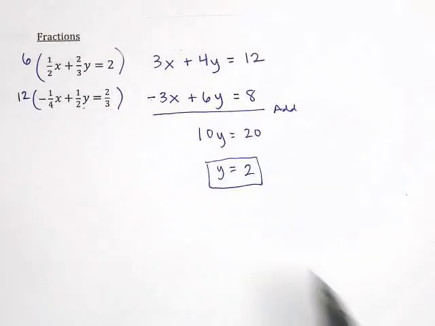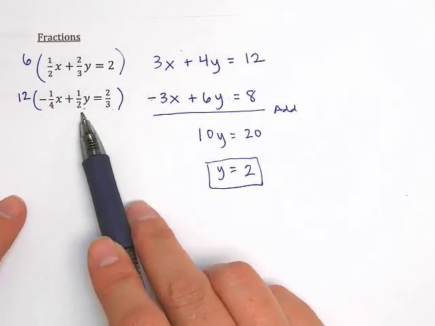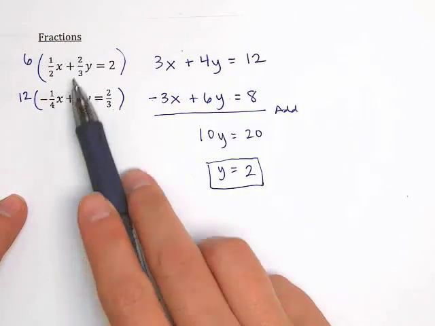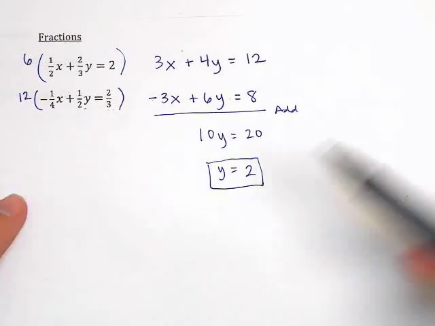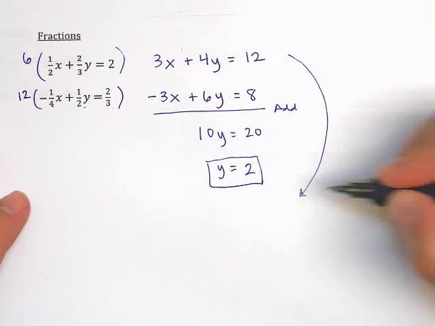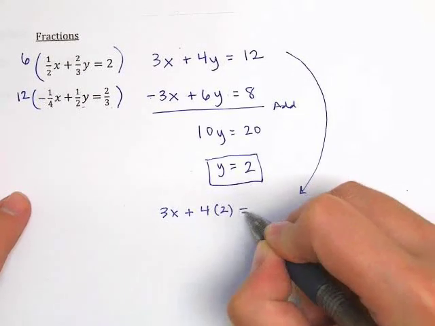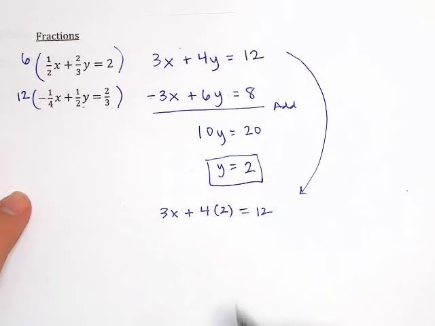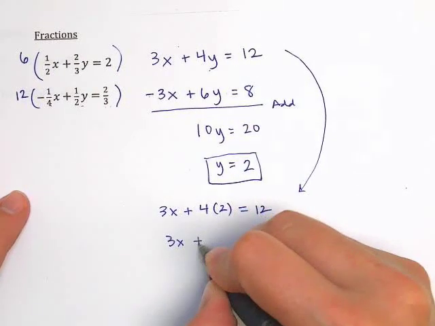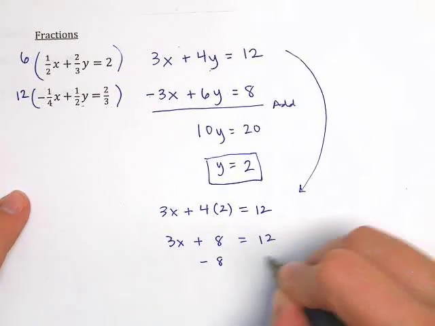Now normally what we say is take this number and plug it back into one of the original equations to solve for the other variable. But honestly here, I don't want to go back to one of these original equations because they've got all these fractions and it's really messy. So instead what I'm going to do is choose this equation here to find out what x equals. So 3x plus 4 times 2 equals 12. Okay, again, I was plugging my 2 in for the y in that equation. So 3x plus 8 equals 12. Okay, I'm going to subtract 8 on each side.